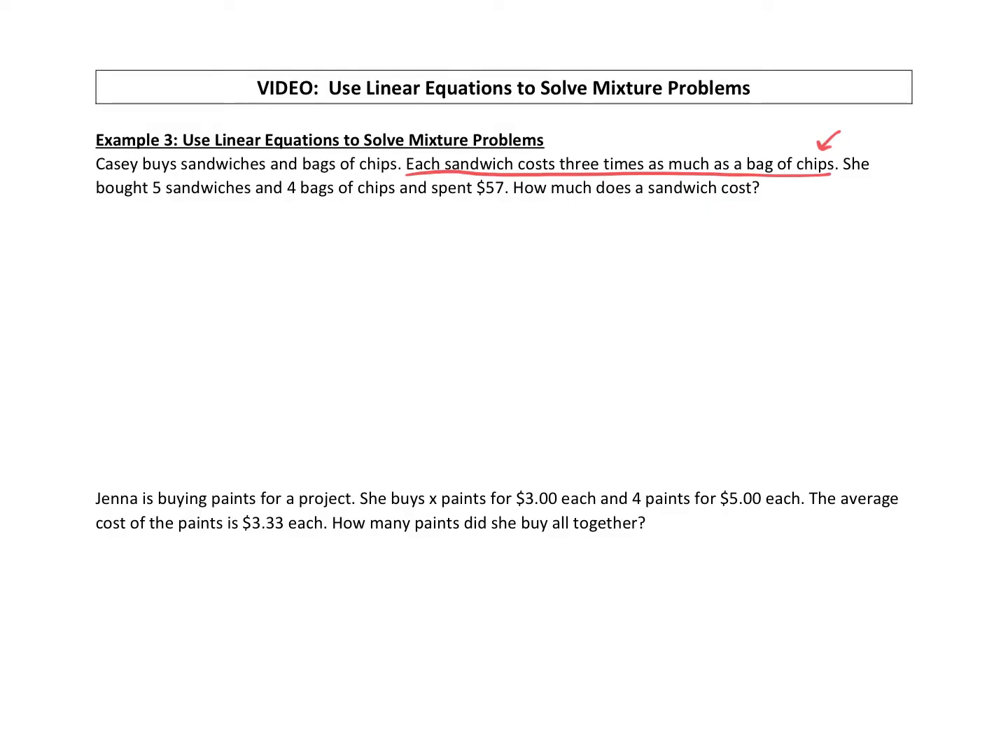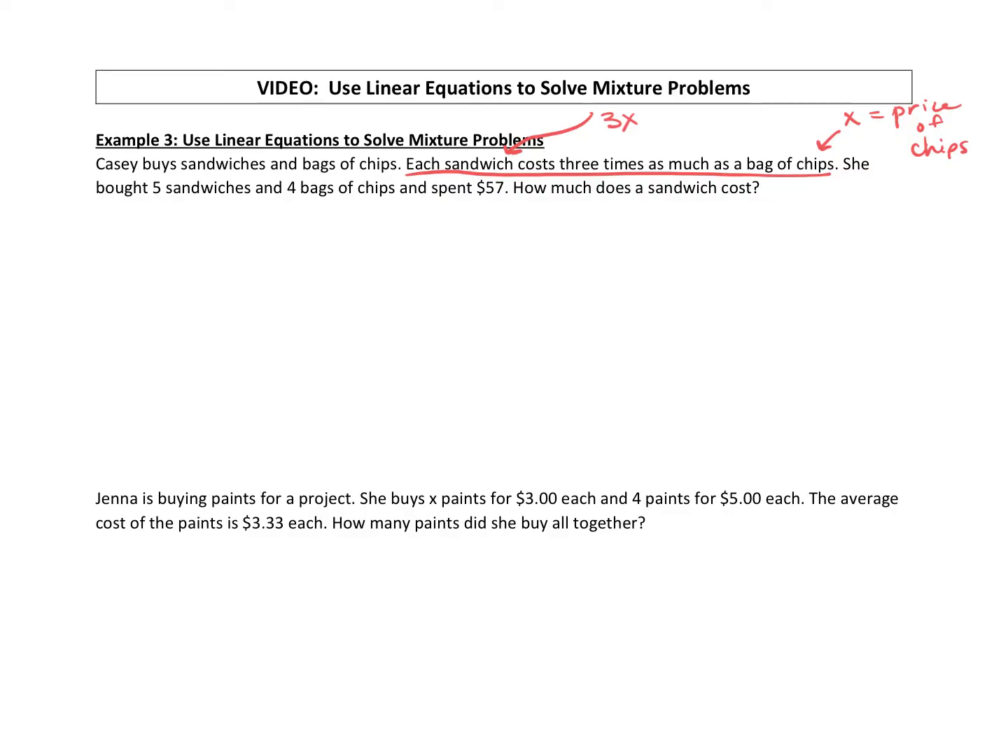times 3. So what we're going to do is let X represent our price of a bag of chips. So if the chips are represented by X, then the sandwich will be 3 times the price of the chips. So 3X is representing our price of our sandwiches.